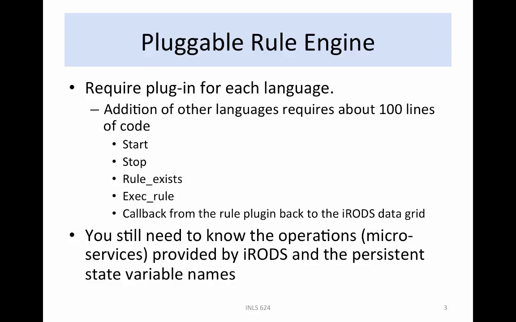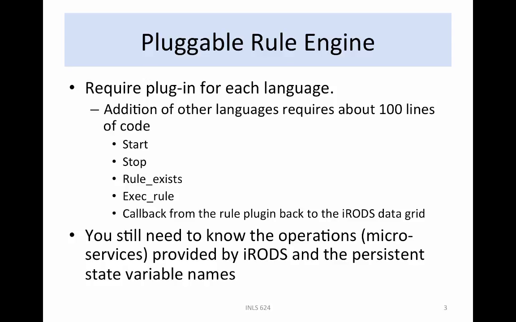The rule engine was modified to support language plugins. Each plugin controlled 5 basic operations and took about 100 lines of code to implement. The operations were start execution of a rule function, stop execution of a rule function, verify that a rule function exists, execute a rule function, provide a callback from the rule plugin to the iRODS data grid.